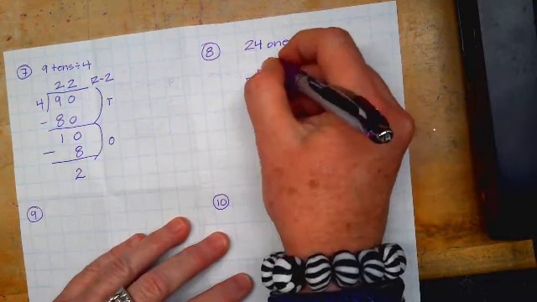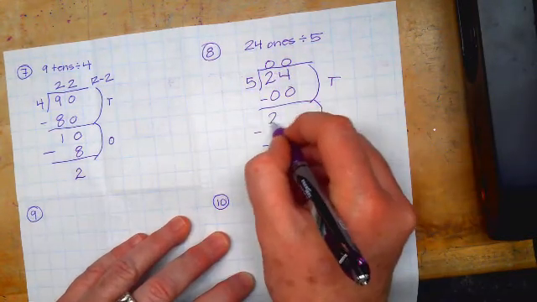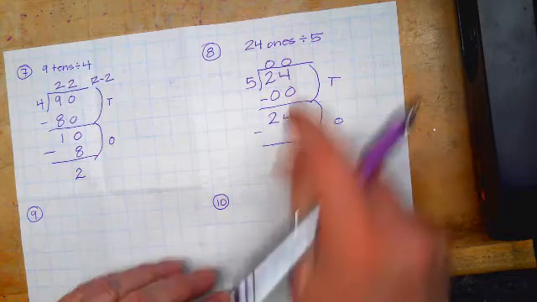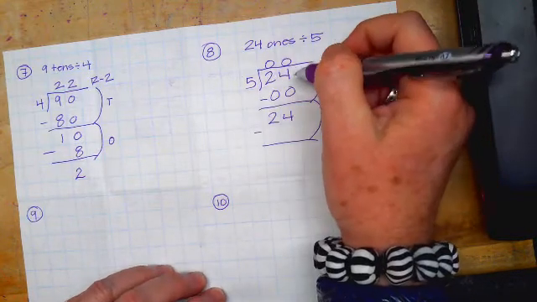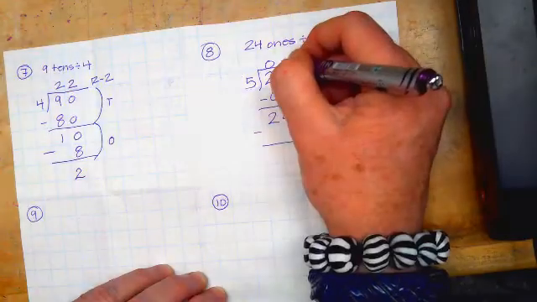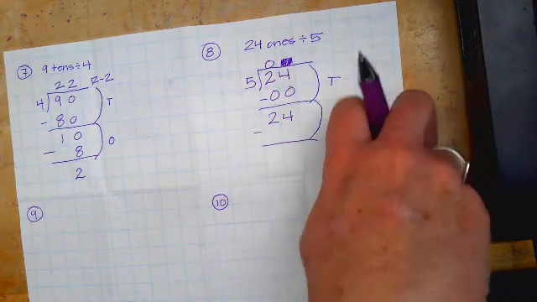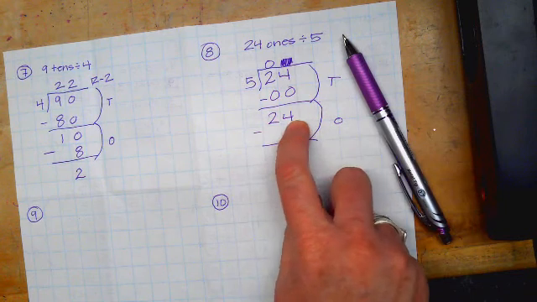So again, I'm in tens territory. I only care about this number. 5 cannot go into 2. 2 is too small. So I end up with 0. Oops, I didn't mean to put 1 there. Sorry. Got carried away.